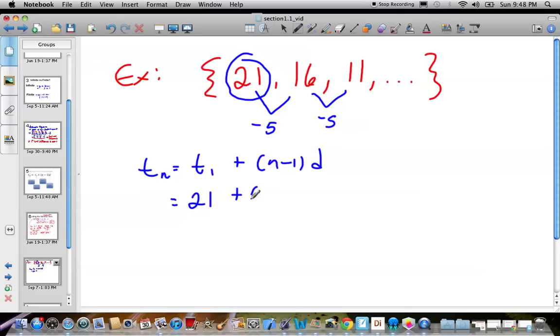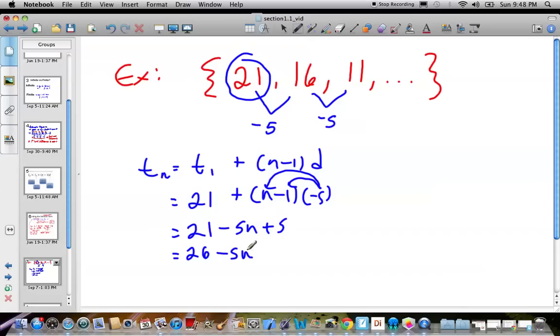So I got 21 plus n minus 1 times negative 5, and distribute this guy through. Just be really careful of your negatives now. So I got a negative 5 times n, that's minus 5n, and then negative 1 times negative 5, and that's a negative 1, so that's going to be plus 5. So that's going to be 21 plus 5 is 26 minus 5n.